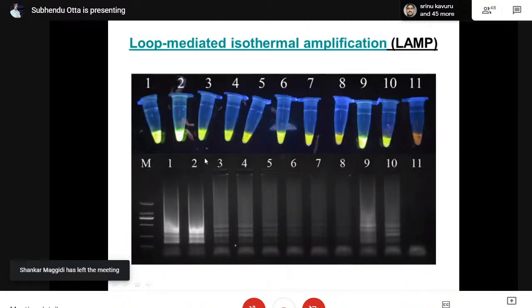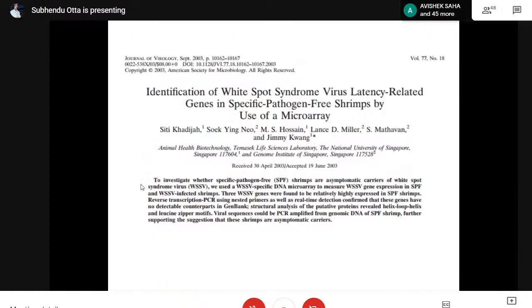You can also, if you don't have access to sophisticated equipment like a thermocycler and centrifuge, do the loop-mediated isothermal amplification just with the help of a water bath and some reagents, through color development. You can also get very accurate results. It has been standardized for many of the shrimp viruses.